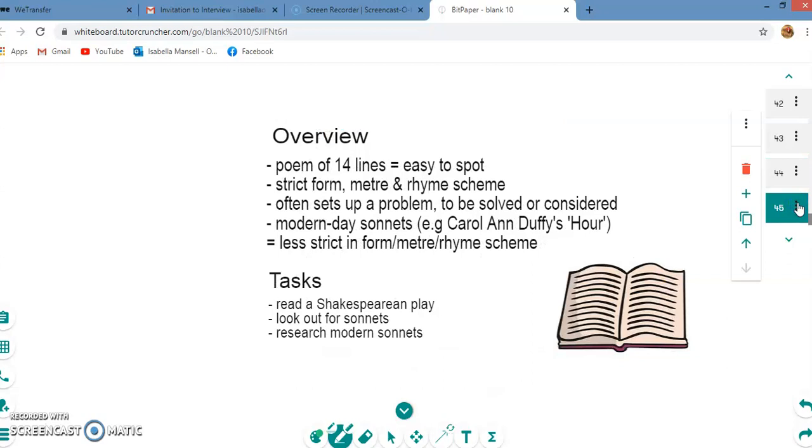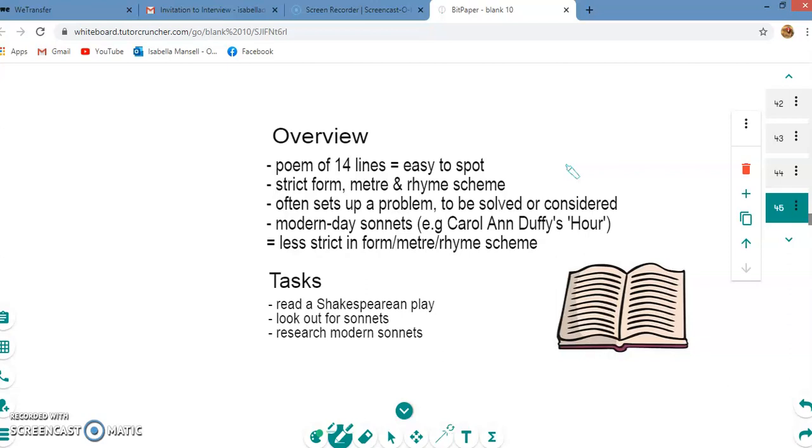So I'll just do a really brief overview now to sum up what we've learnt today. A sonnet is a poem of 14 lines, which means they're easy to spot. So you might want to read a little anthology of poetry, or if you do read a Shakespearean play, you can look out for the 14 lines, and it means they're easy to spot as sonnets. A Shakespearean sonnet has a strict form, meter, and rhyme scheme, which I picked out for you in the example given on the last slide.